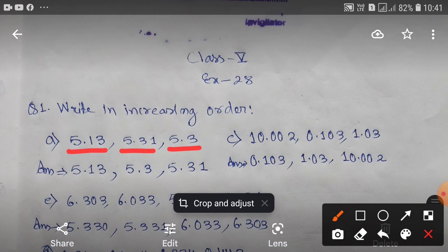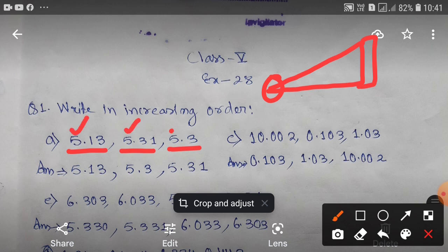Increasing order means from smaller to the bigger, smaller to the bigger. This is actually increasing order. The smallest will be first and the largest will be at the end. So this is not the increasing order. So if you see here, first let us compare the whole part. You see, this is the whole parts. Okay, we'll compare them first. You see, in all the three numbers, whole parts are same, that is 5, 5 and 5.